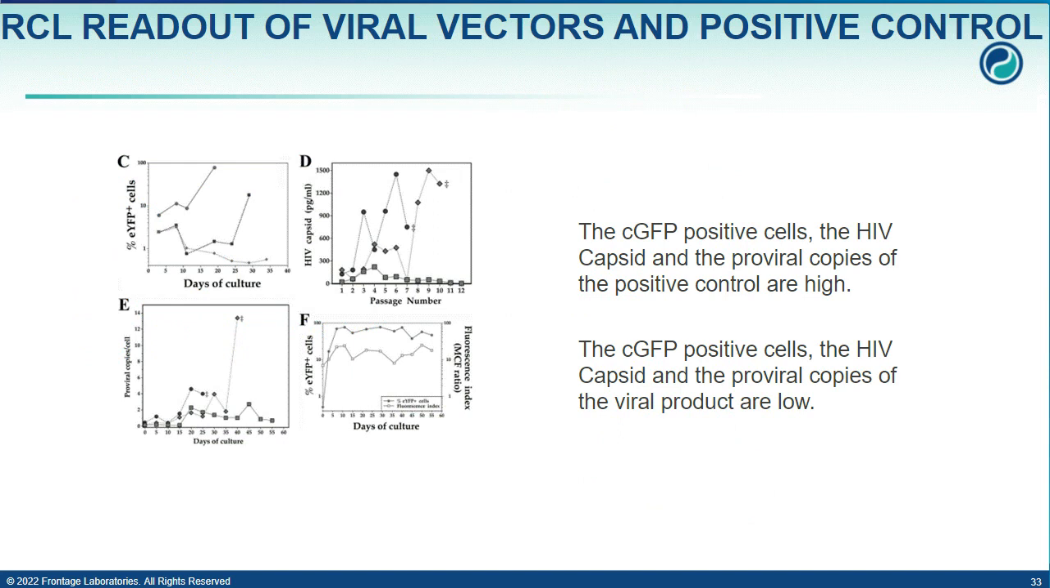Here is the RCR result with different plotting. So the GFP positive cells, the HIV capsid and the viral copies of the positive control are high, and the GFP positive cells, the HIV capsid and the viral copies of the viral product are low. So it shows also the RCL is at very low level at the viral product.